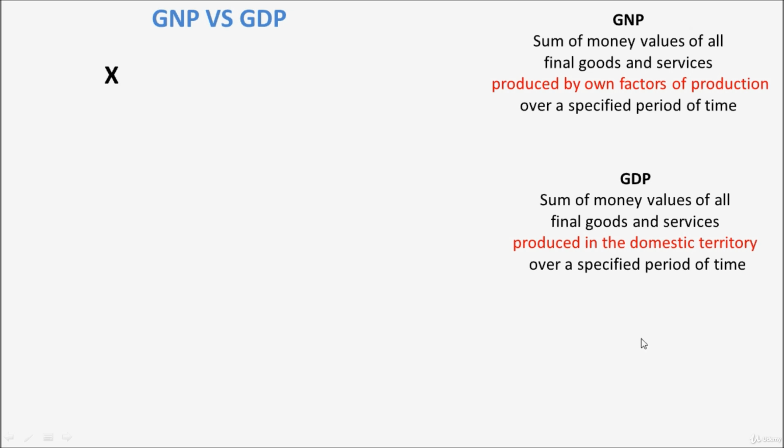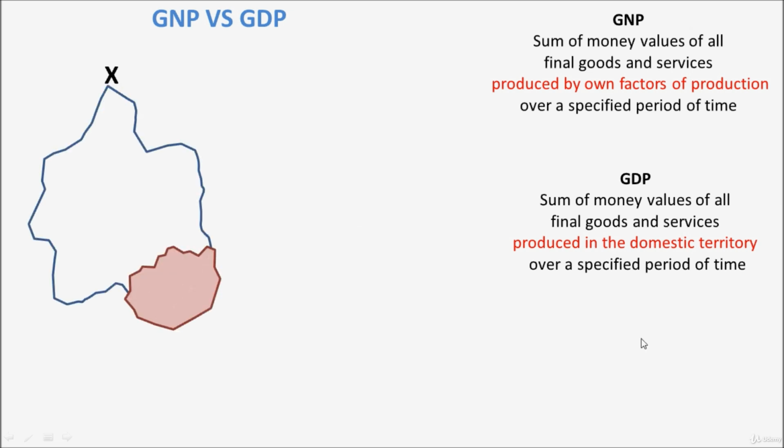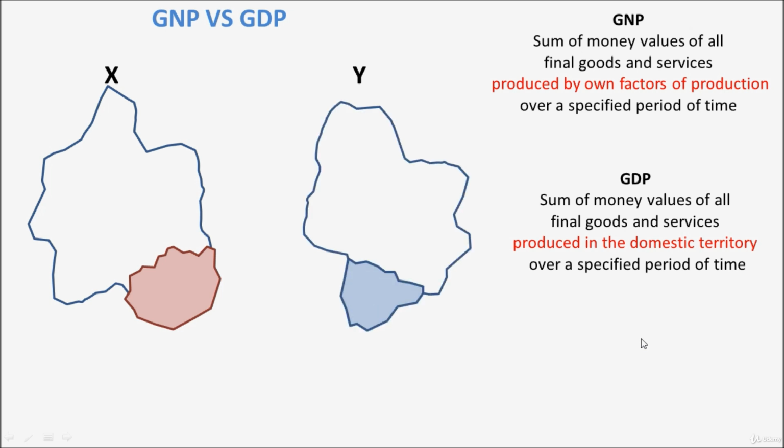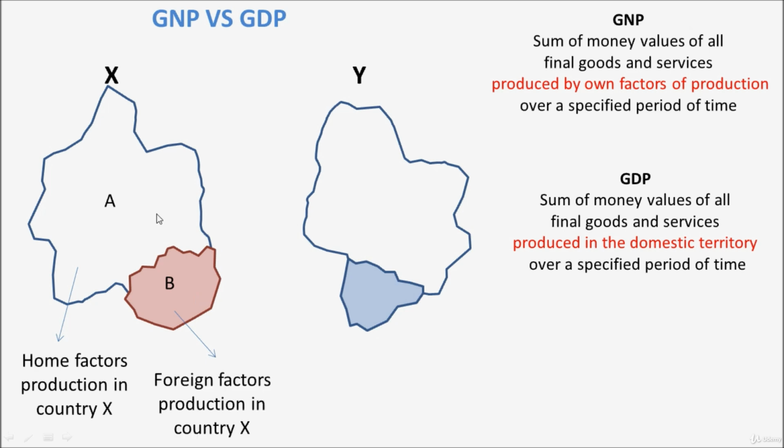Let us illustrate them using a figure. Consider two countries X and Y. Area A shows the production of the factors of country X, and thus home factors production in country X. And area B shows the production of the factors of country Y in country X, thus foreign factors production in country X. Therefore, GDP of country X will be the sum of area A and area B.